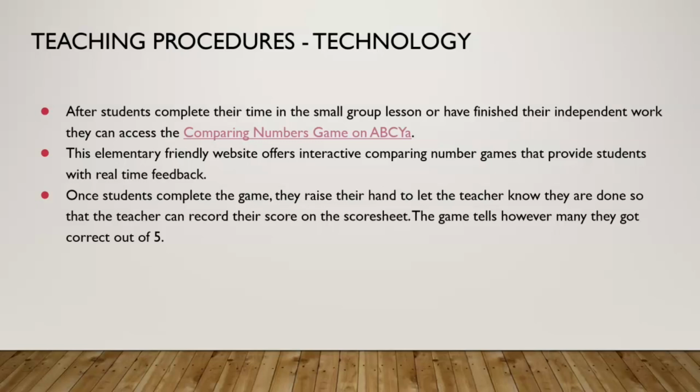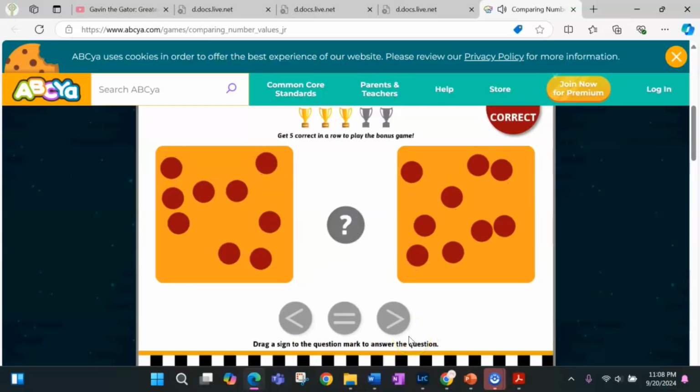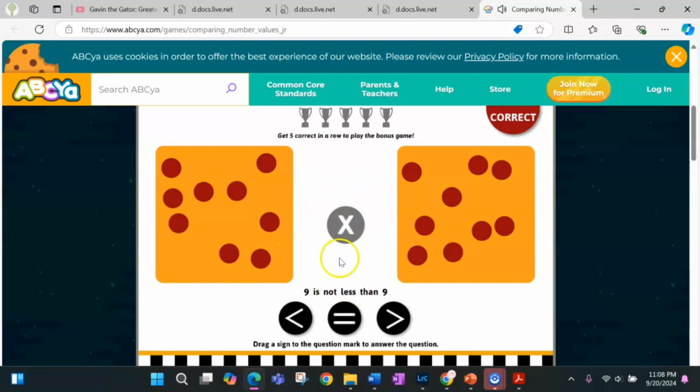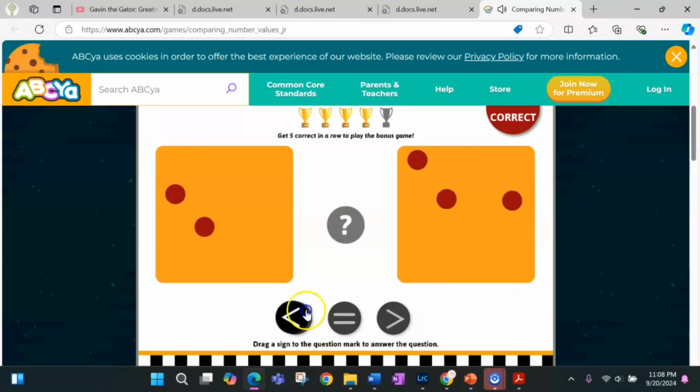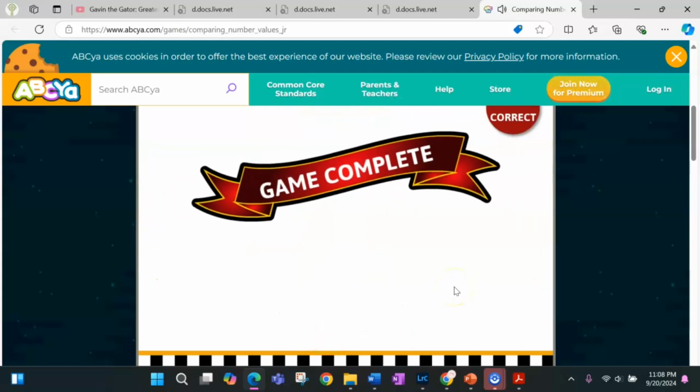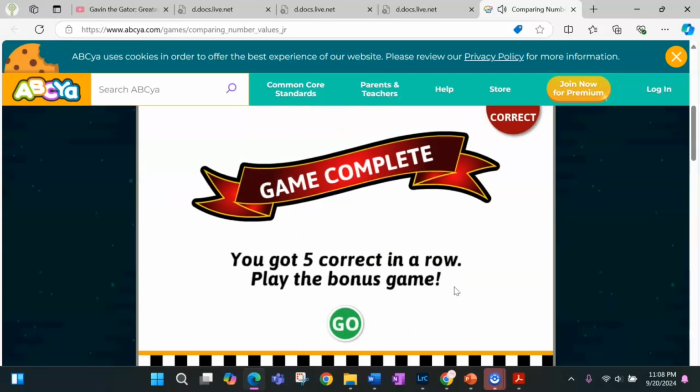Once students complete the game, they're going to raise their hand to let me know that they are done so I can see their score and record it on my score sheet. You see how it gives immediate feedback? It tells you 9 is not less than 9, 9 is not greater than 9, so obviously the only thing I have left to choose would be the equal sign. And then it tells you at the end you got 5 correct in a row, so it will not let you even complete the game until you get 5 correct in a row.